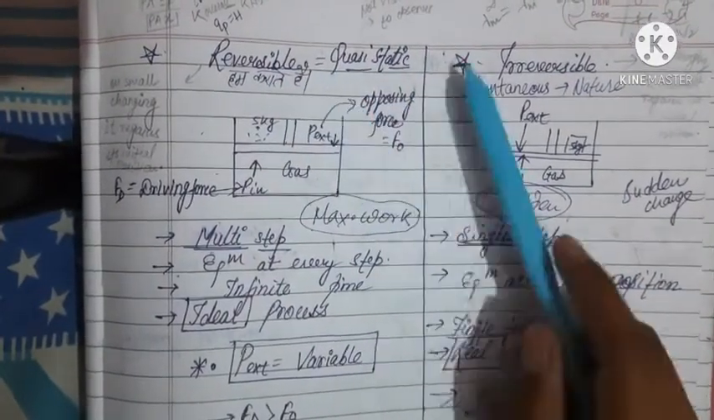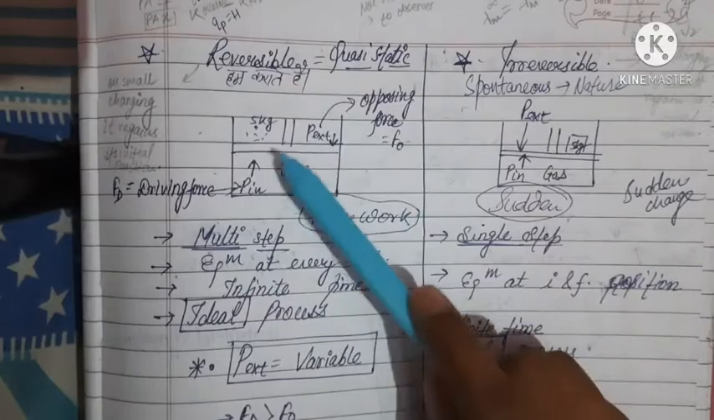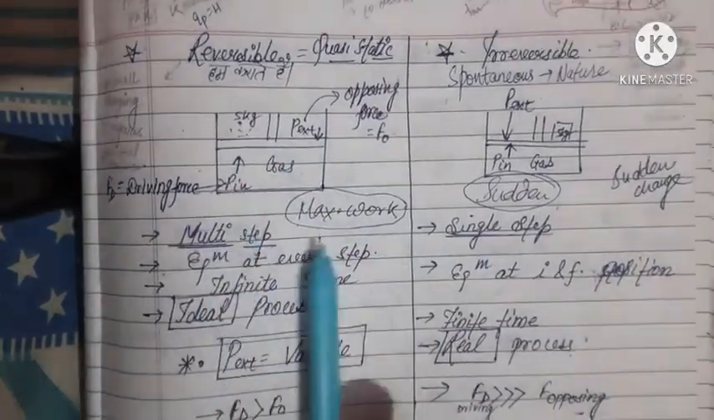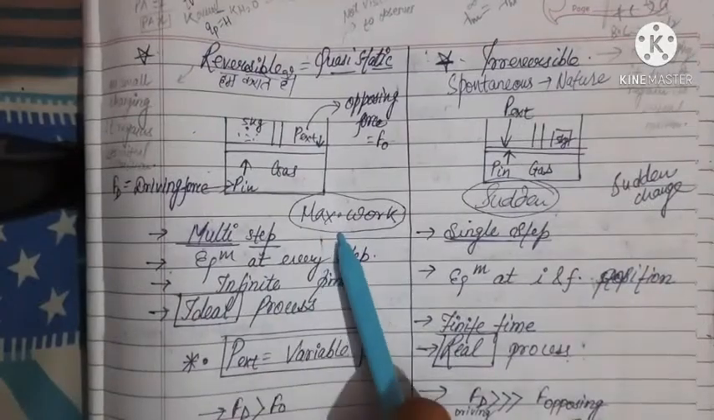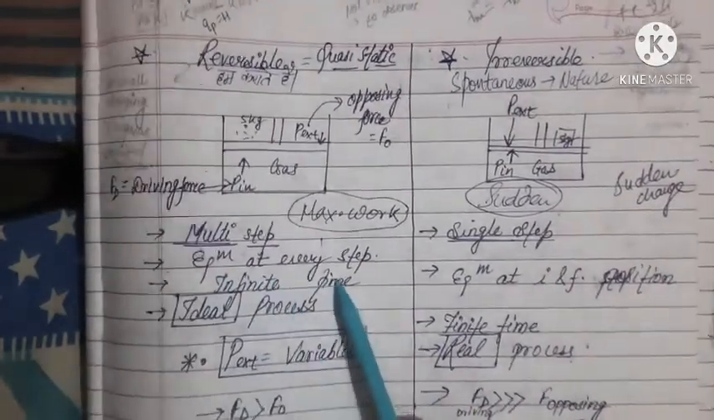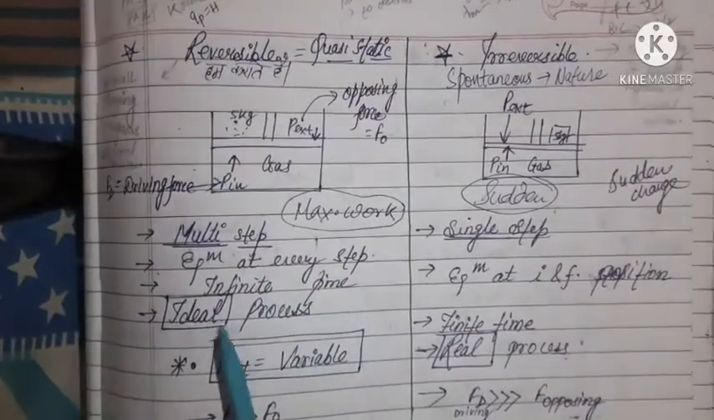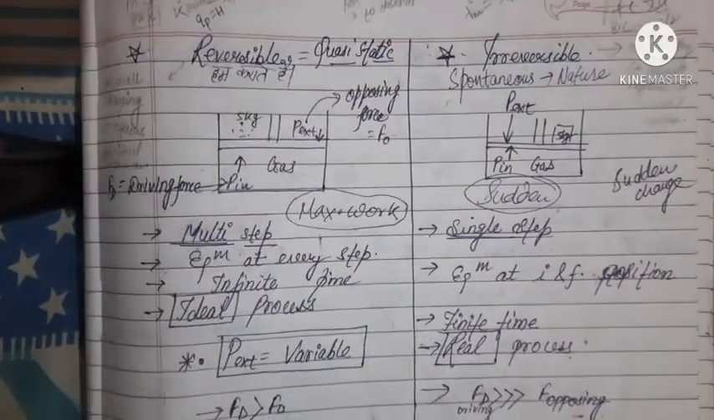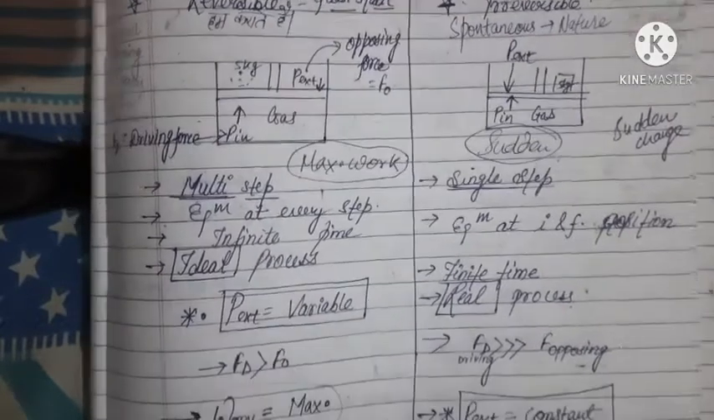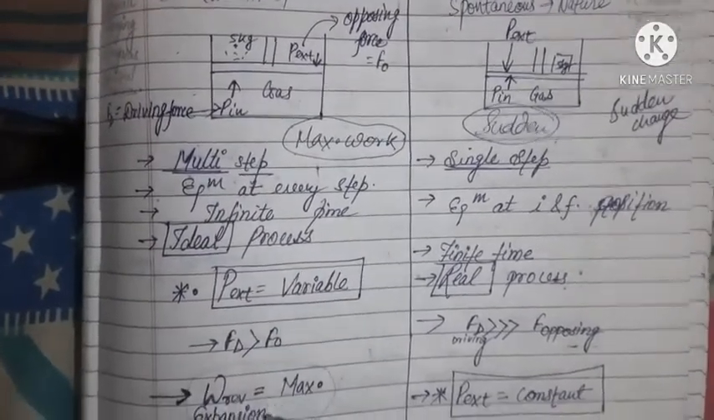There is an external force of 5 kg on this, and the gas applies pressure in the opposite direction. In reversible process, you have to learn that maximum work is done. It is multi-step, equilibrium at every step. In finite time, it takes ideal process, P external variable. If driving force is greater, work of reversible expansion is maximum. Maximum work done.